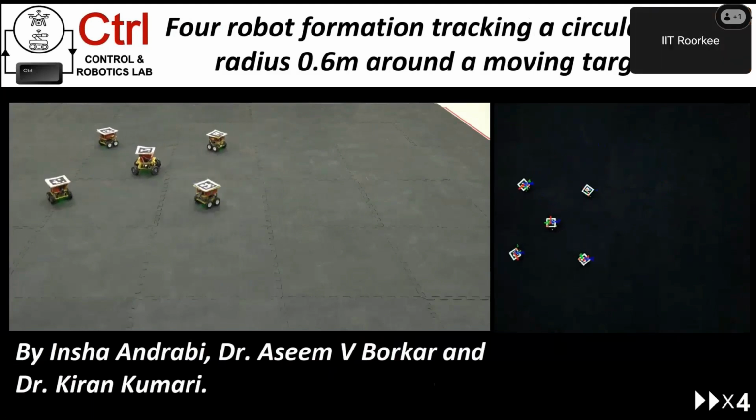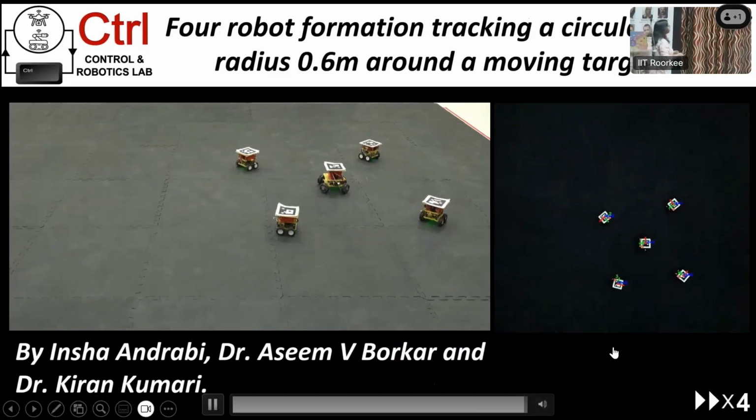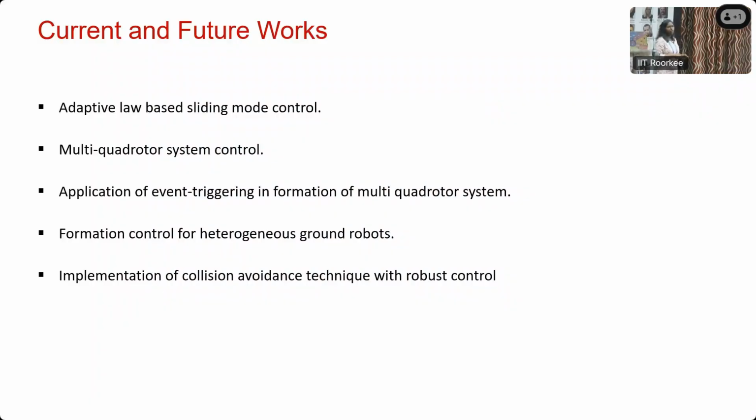So I will now end my talk. Currently, we are also trying to develop adaptive laws for the quadrotor and also for the ground robots. We want to do control of a multi-quadrotor system for application in agriculture. As I was telling, this event triggering can be used to divide the communication channel among different tasks, so we are looking at how it can be used in the multi-quadrotor system: when they need to communicate, do they need to communicate all the time or not? These are some of the future work we are looking at.